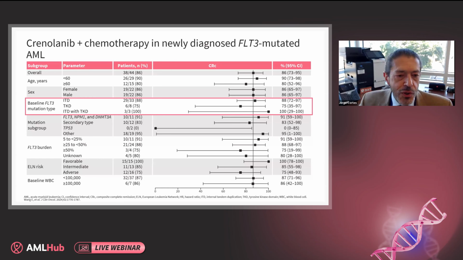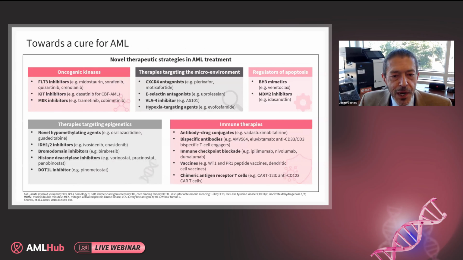So just to conclude, I'll just remind you, on the next slide, that targeting just the kinase is not enough. We need to look at other parts that affect the development of leukemia. Targeting the microenvironment, possibly immune therapies, is important.